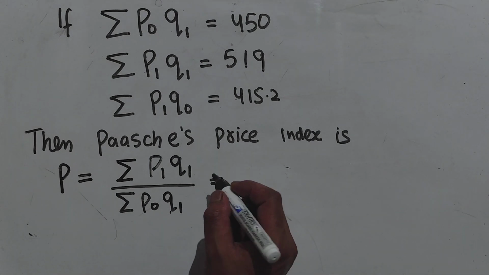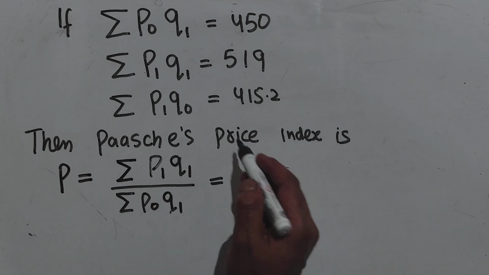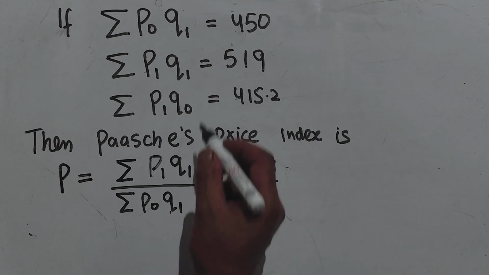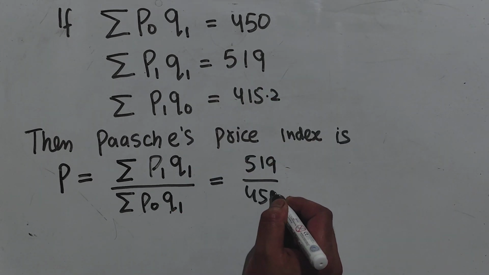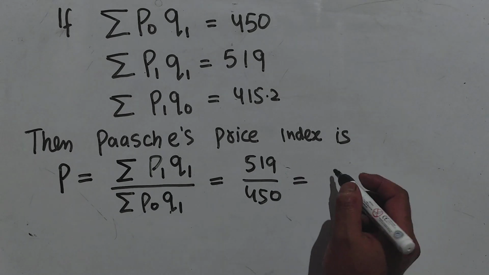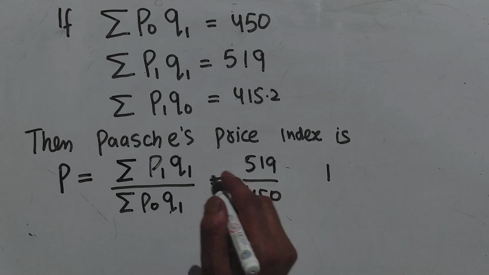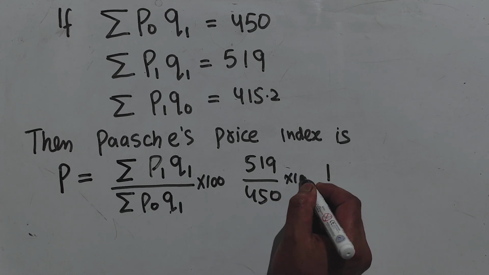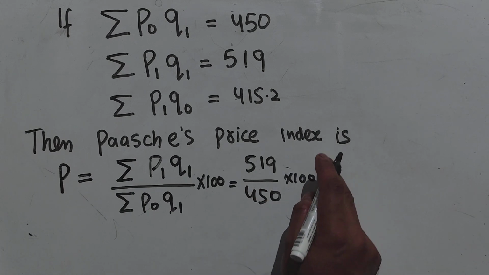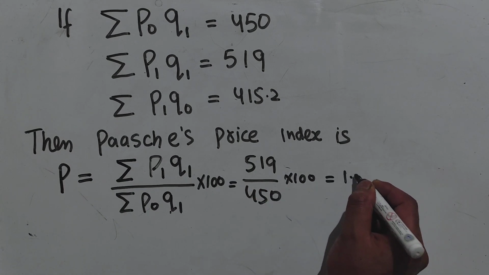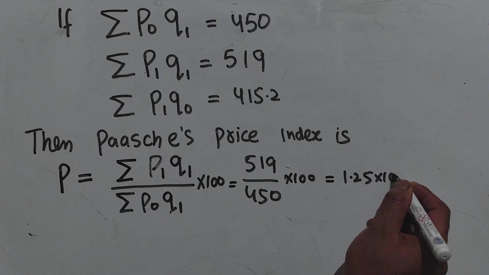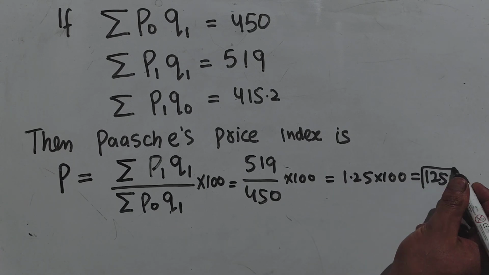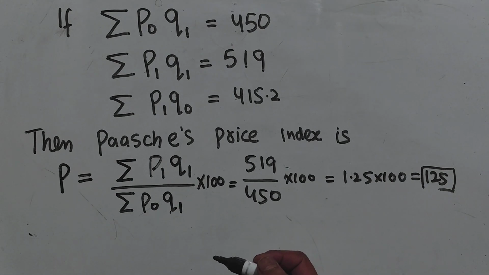So we are being given P1 Q1 is equal to 519 upon P0 Q1, it is 450, which when we solve it will come out to be, so we multiply it by 100, so here we also multiply it by 100, so it will come out to be 1.25 into 100, which comes out to be 125. So this will be the Paasche's price index.